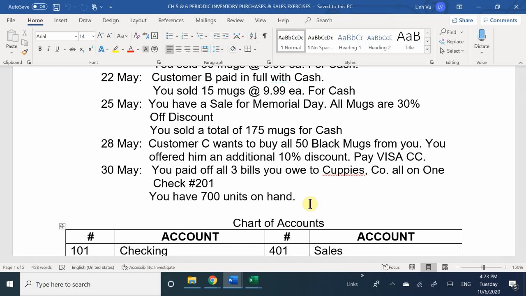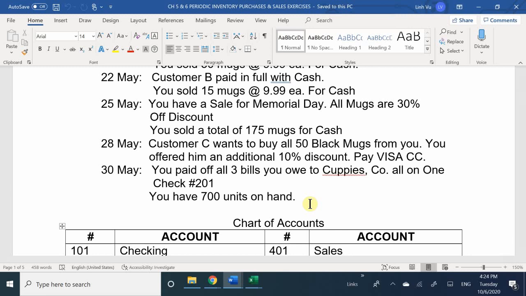Okay, May 28th, customer C wants to buy all 50 black mugs from you. You offer him an additional 10% discount to pay with the Visa credit card. He paid with a Visa credit card. Okay, so the discount's offered and he pays with the Visa. Correct. Okay.